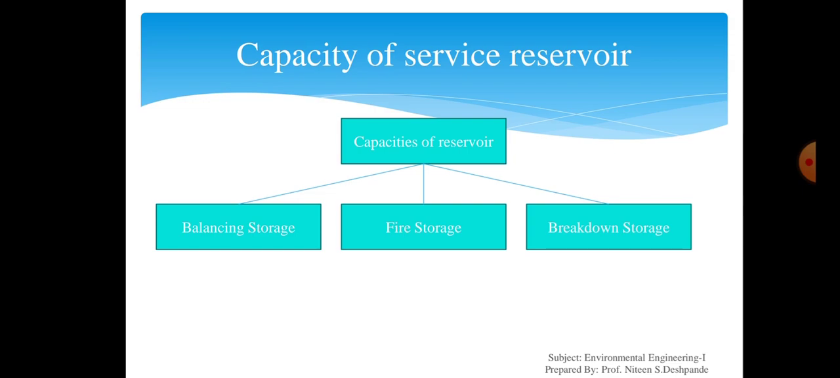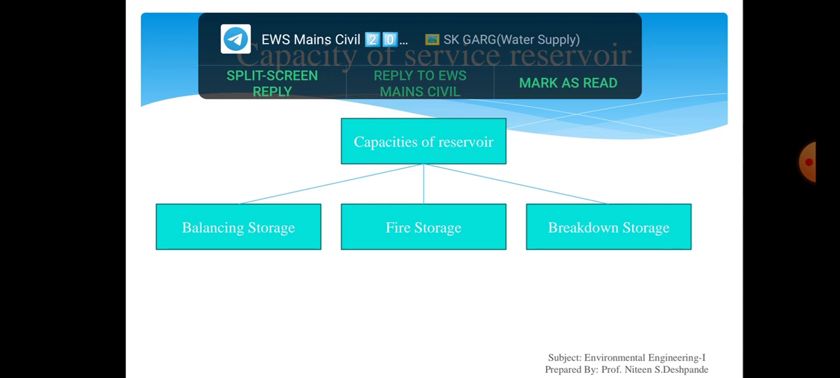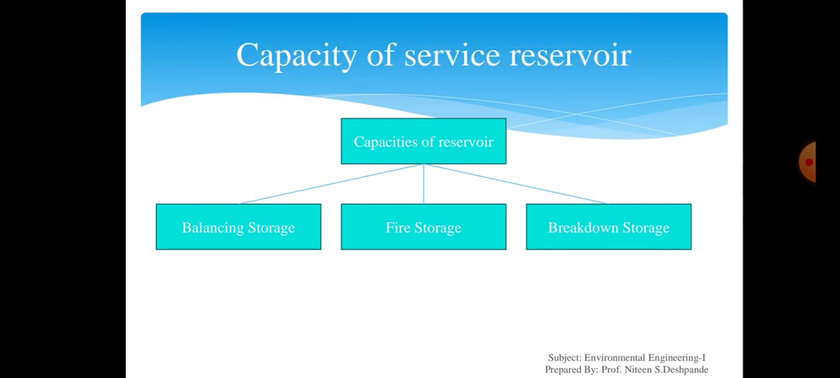Okay. Now, the capacity of the reservoir. The total capacity of the reservoir is the sum of three different storage capacities. First is the balancing storage, second is the fire storage, and third is the breakdown storage. Okay. So, above storages are many times called reserves. So, these are the capacities of the reservoir. If we add all these three storages, we will get the total capacity of the reservoir. Okay. So, we will see one by one.